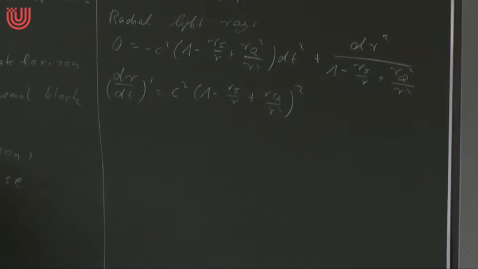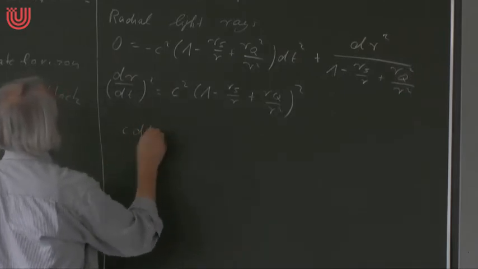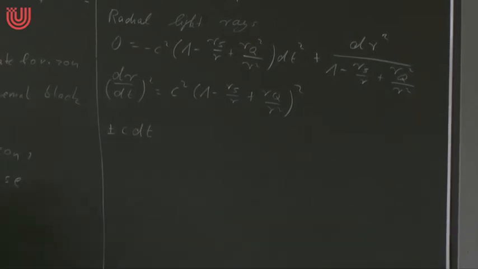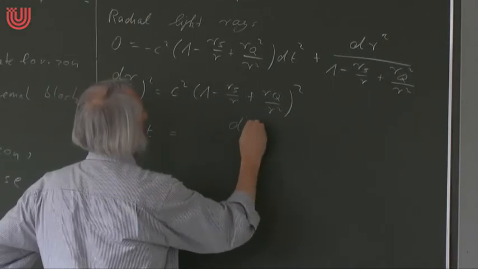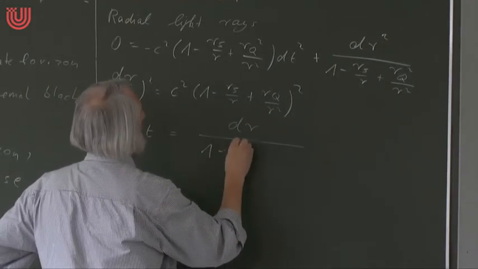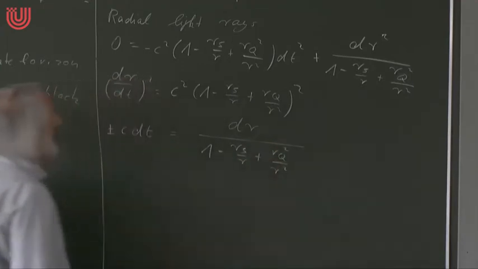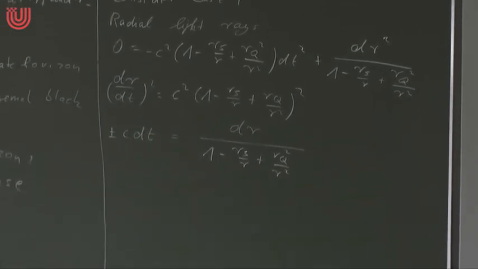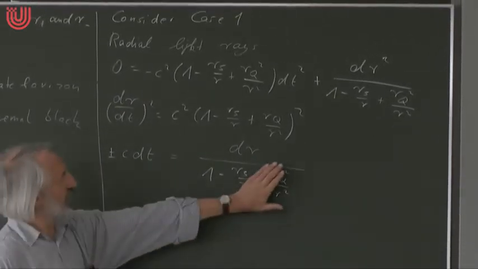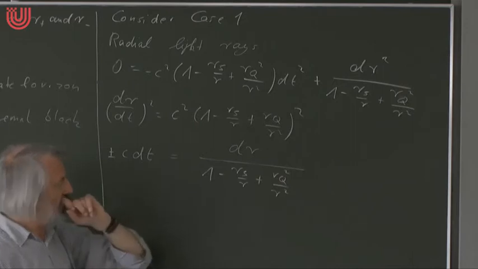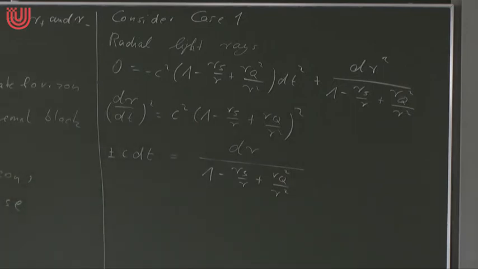And I solve this for what? For c dt, say. And of course I get two solutions, one with a plus and one with a minus, because I consider a square root. And on the other side I have dr divided by (1 minus rs over r plus rq squared over r squared). And well, in the Schwarzschild case, this was an elementary integral. We could do it easily by ourselves on the board. With this term, it's a little bit more complicated, but it is still an elementary integral. So you can express it in terms of log functions. And I will do this in a minute.